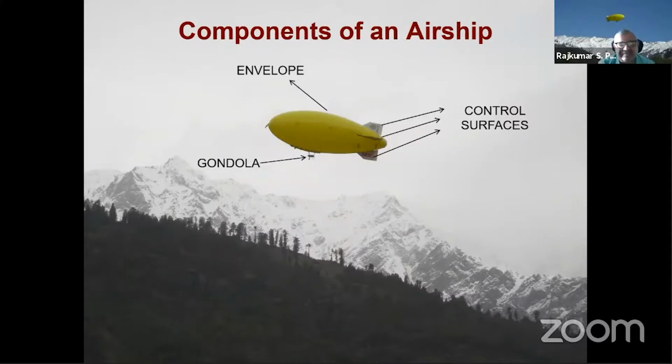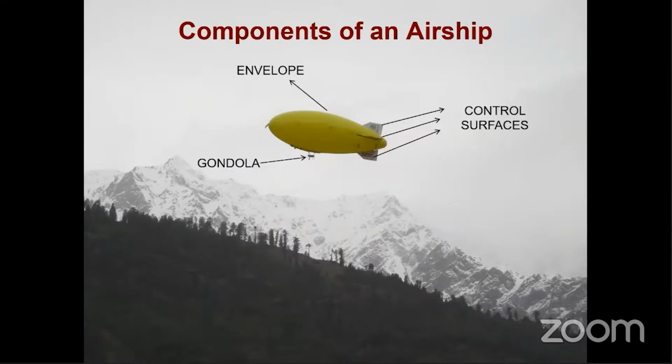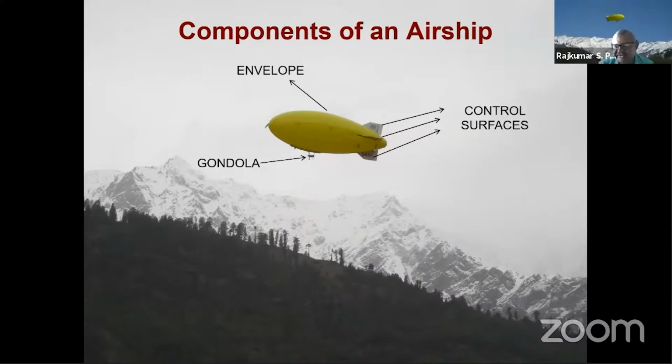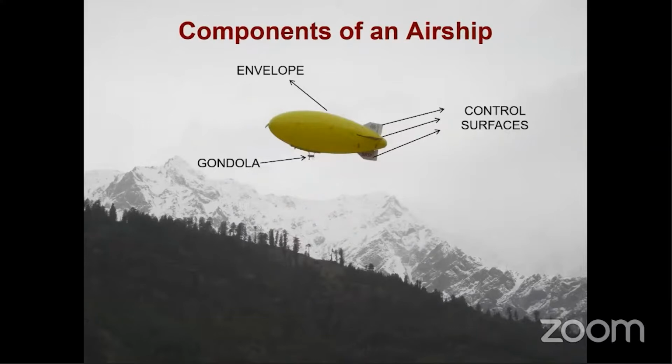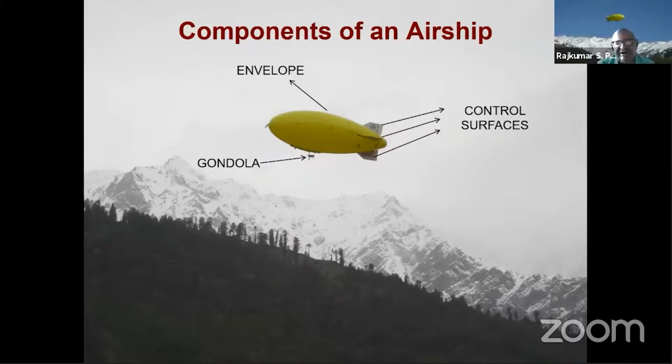Difference between an aircraft and an airship, looking at the photograph. Compared to aircraft, airship has extra control surface. Very good observation. I am very happy, Shubham, that you observed that in an airship we have 4 control surfaces, 2 vertical and 2 horizontal. In the aircraft, you have only 1 vertical and 2 horizontal.